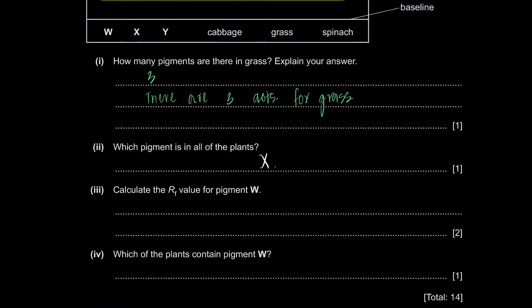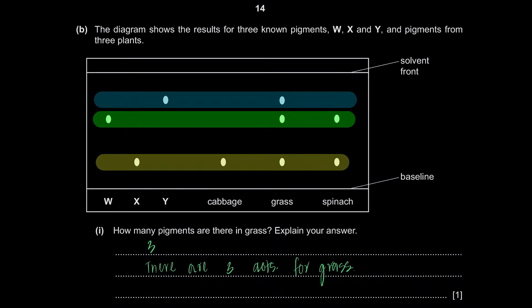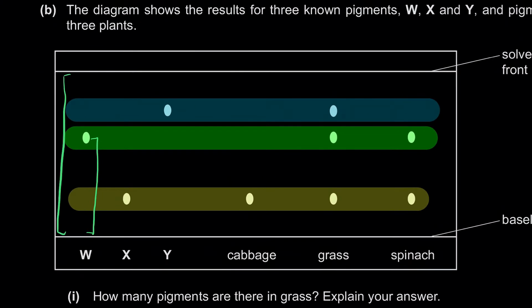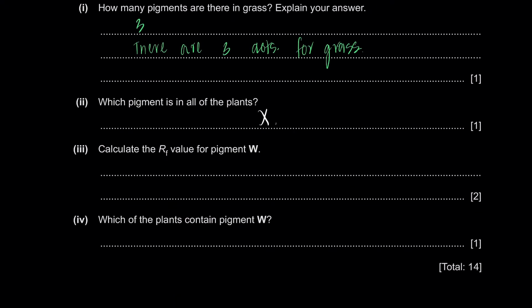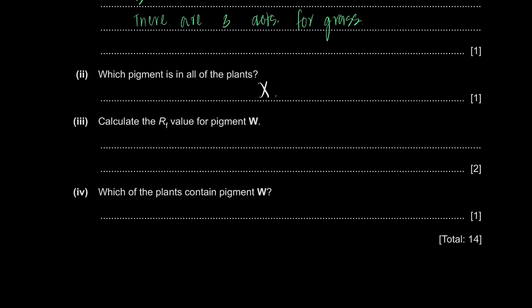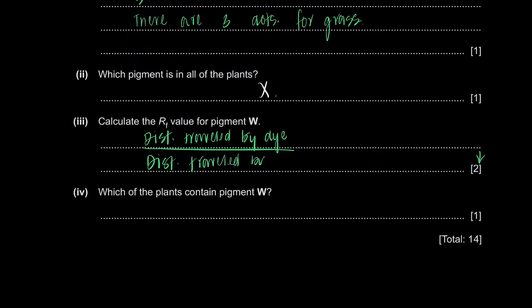Calculate the Rf value for pigment W. I cannot do that, but what you'll do is distance traveled by the dye, divided by distance traveled by the solvent, right? You don't multiply it by anything. And 2 marks, probably they're looking for the formula. Distance traveled by dye, distance traveled by solution.